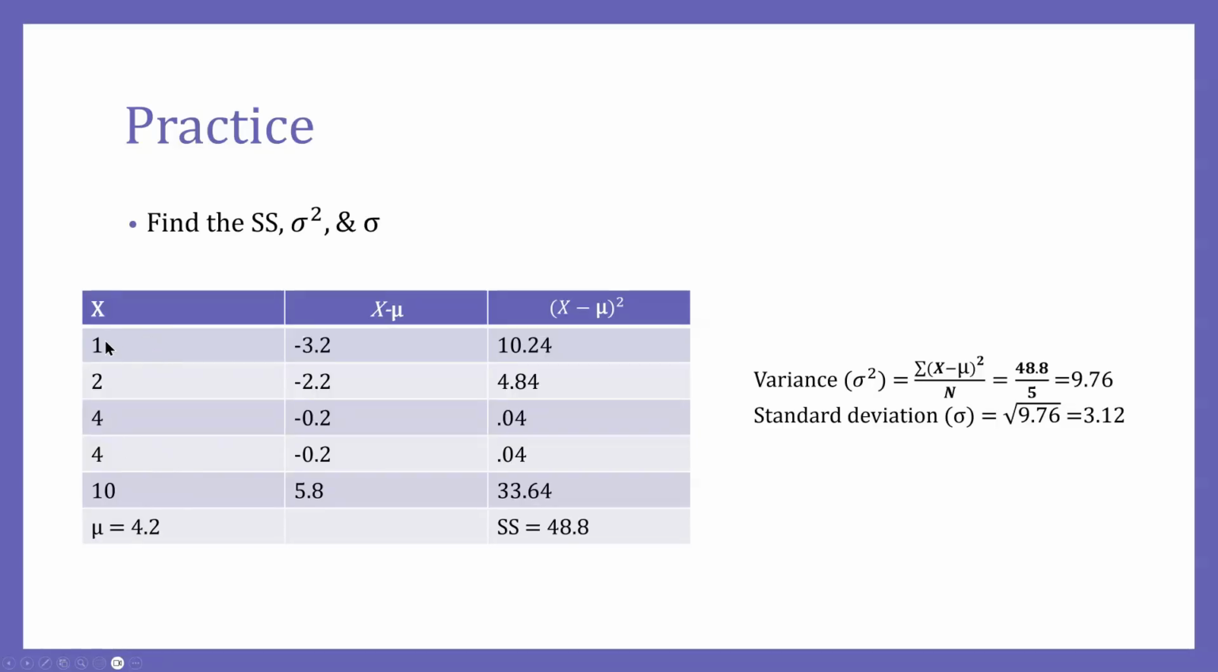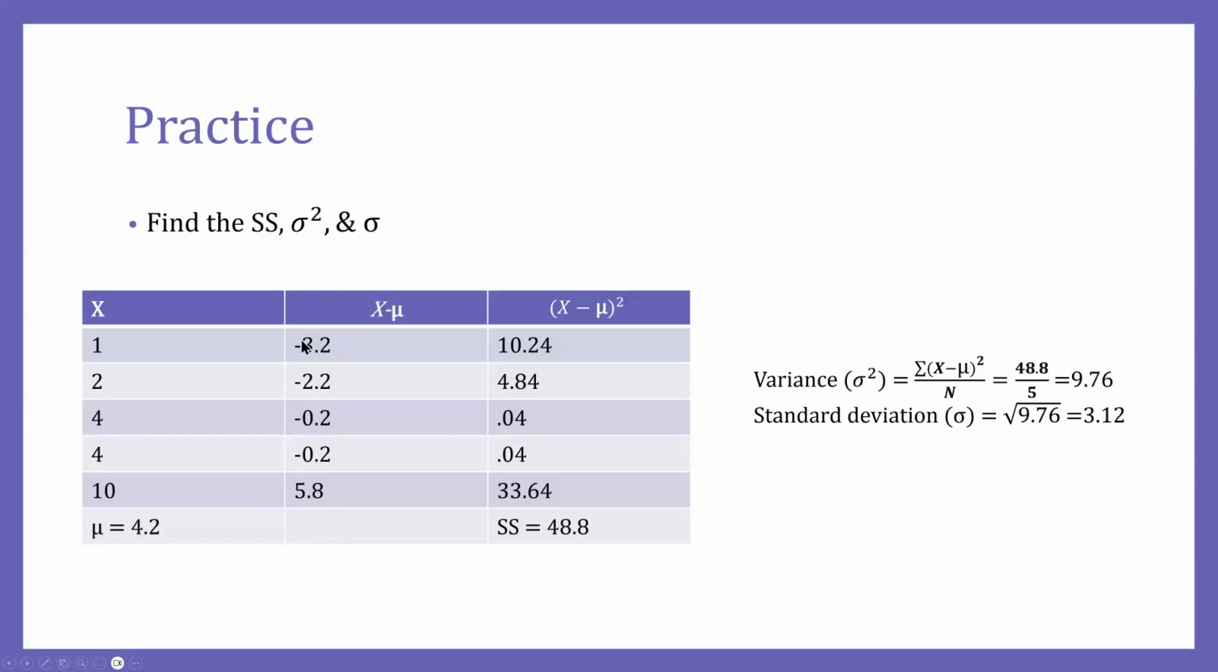So a score of 1 is 3.2 points below the mean, a score of 2 is 2.2 points below the mean. 4 is just a tiny bit, 0.2 points below the mean. And then our score of 10 is 5.8 points above the mean. So if we were to find the average of this, it would cancel out to 0 after we sum these all up. So not super useful.